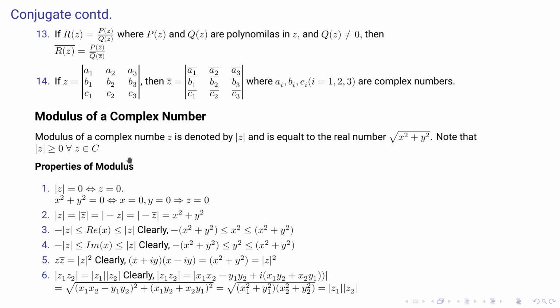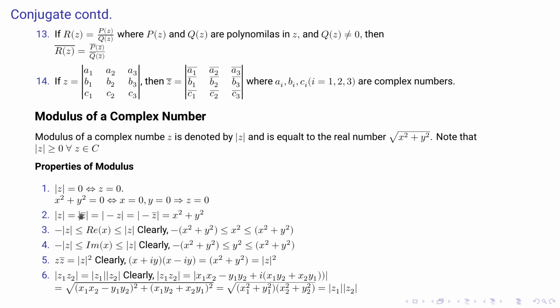Now we can observe some properties of modulus. Modulus of z is equal to 0 if and only if z is equal to 0. If modulus of z is equal to 0, then x square plus y square is equal to 0, which will imply x is equal to 0 and y is equal to 0, because squares of real numbers cannot be negative. So if the right hand side is 0, then the individual terms have to be 0, which will imply z is equal to 0.